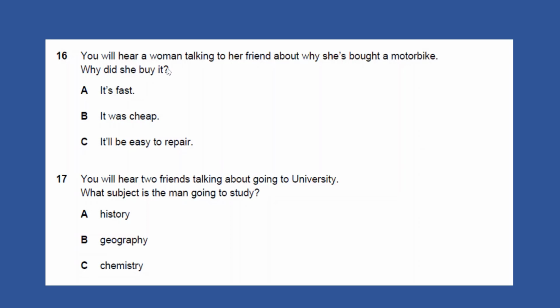You will hear a woman talking to her friend about why she's bought a motorbike. Why did she buy it? Either because it's fast, or it was cheap, or it will be easy to repair. Students are going, of course, to listen and decide which one is the right answer. And then you have another situation, another context, in which you will hear 2 friends talking about going to university. What subject is the man going to study? Is it history, geography, or chemistry? And of course, they will listen to be able to answer the question.